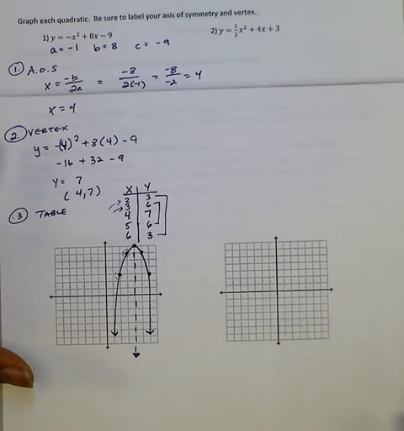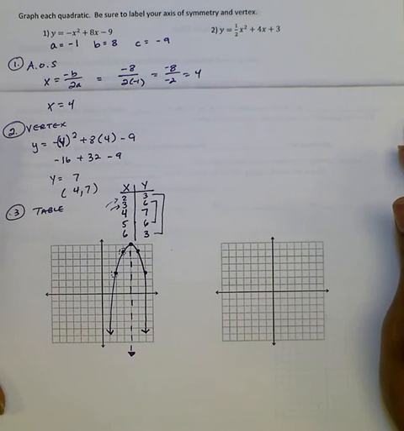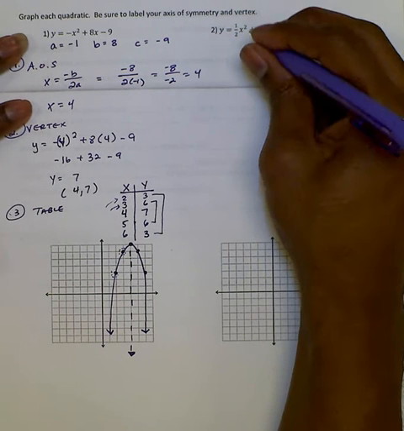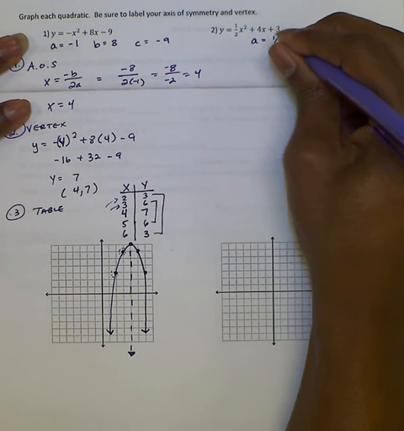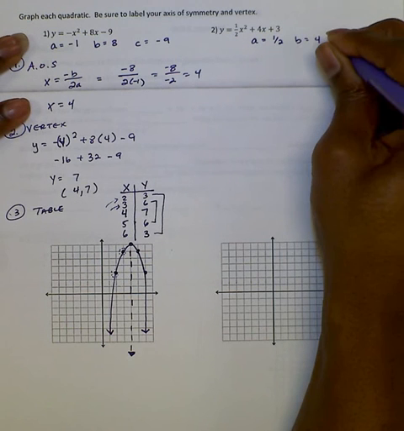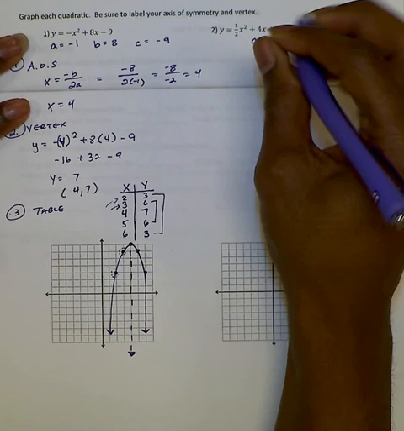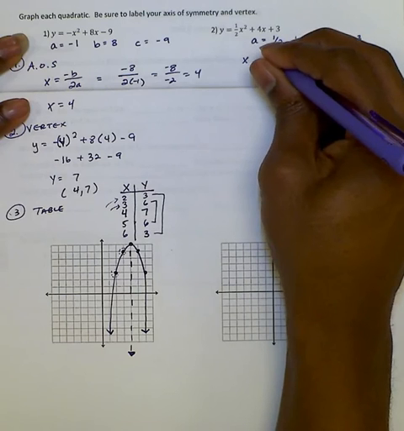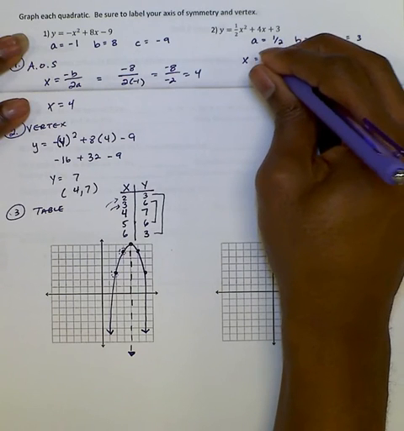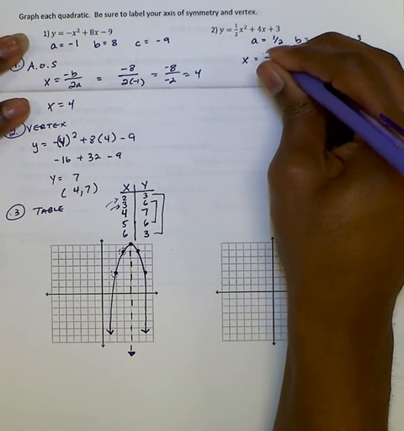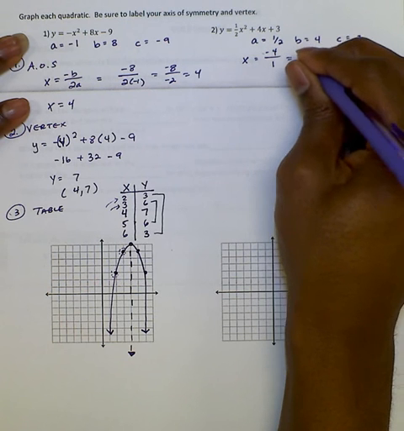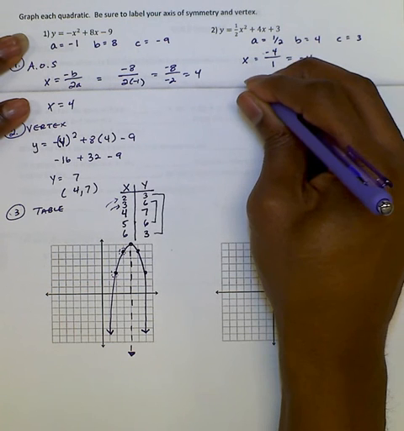All right, let's go through this next one as well. Again, identifying A, B, C, finding the axis of symmetry, which is going to be opposite B over 2A. So 2 times 1/2, which would be 1. And so our axis of symmetry is at x equals -4.